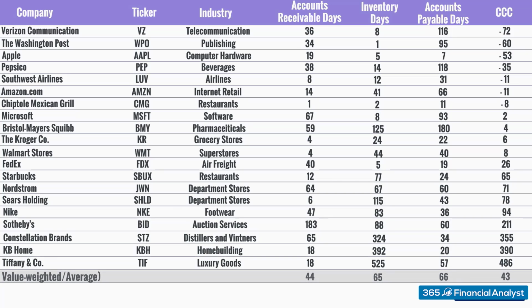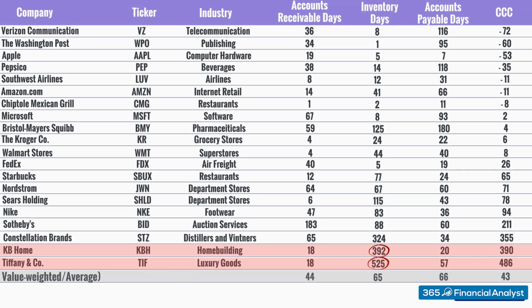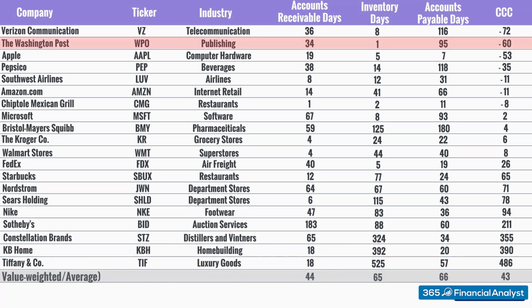For instance, Walmart stores and Chipotle Mexican Grill typically sell on a cash-only basis. Thus, they have very low accounts receivable days. Similar results hold for Southwest Airlines, because many of their customers pay in advance for airline tickets using cash or credit cards. What's more, inventory days represent the largest share, in percentage terms, for corporations such as Tiffany & Co. and KB Home. This is because their products have long production and sales cycles, unlike the Washington Post, which, understandably, maintains minimal stock.